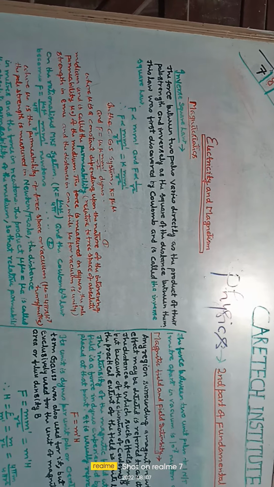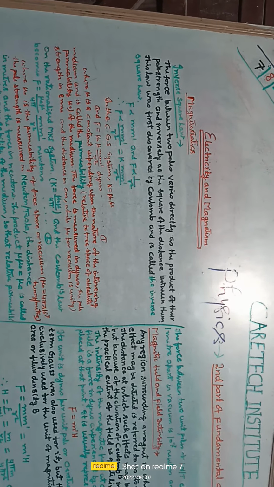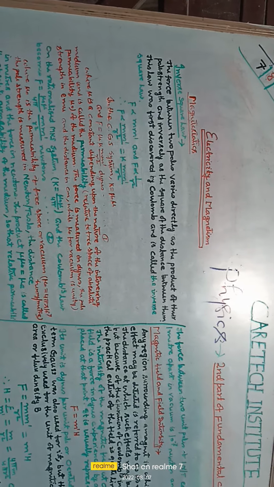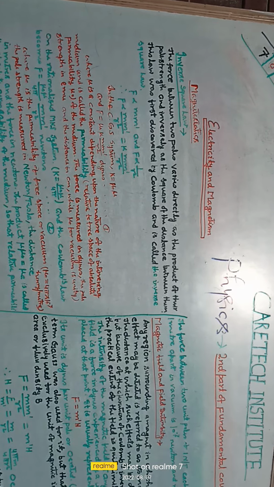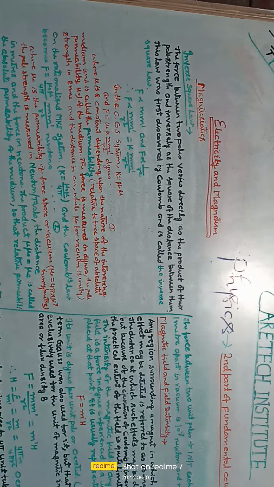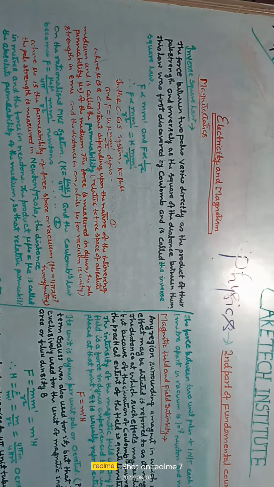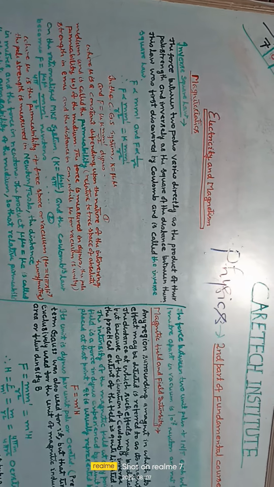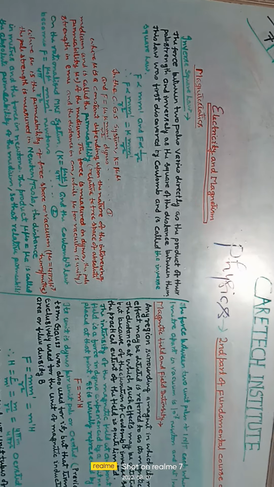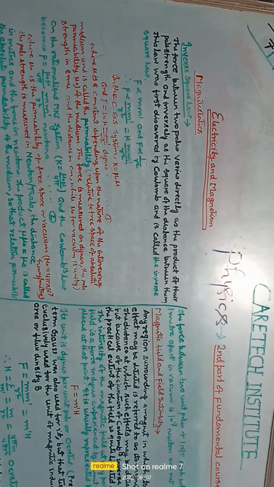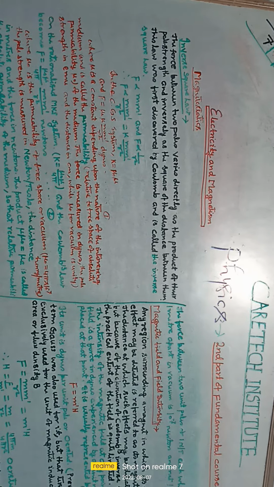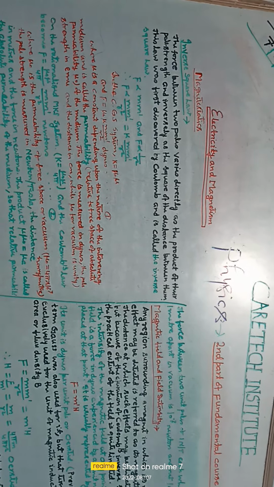So, F proportional to mm dash and F proportional to 1 by r square. Therefore F proportional to mm dash by r square equals k mm dash by r square, where m is the pole strength of one north pole, m dash is the pole strength of a south pole, r is the distance between the two poles, and k is the constant.